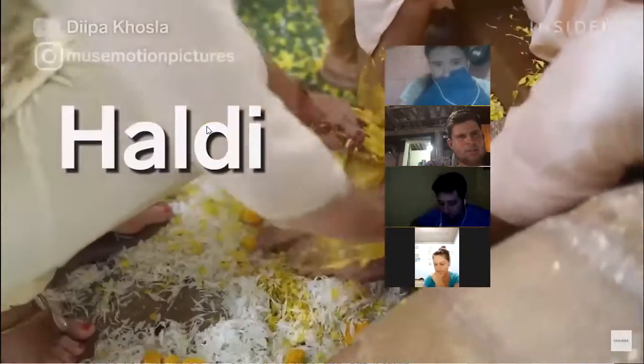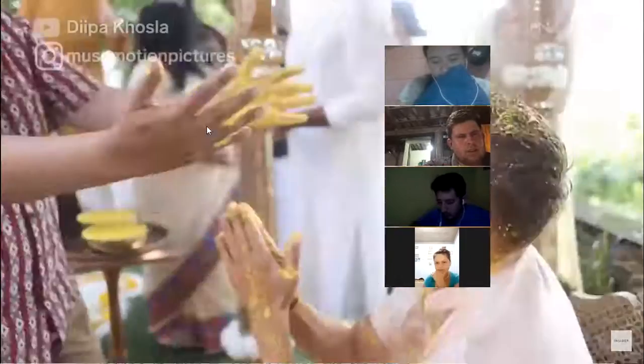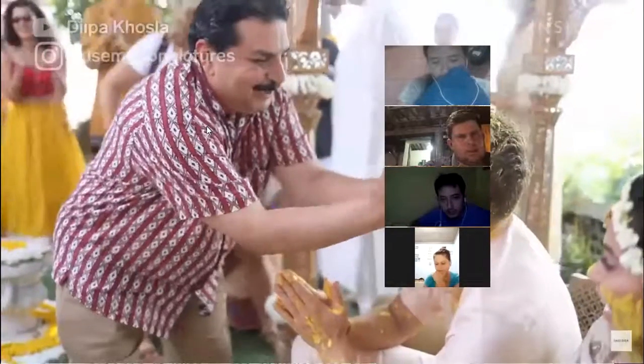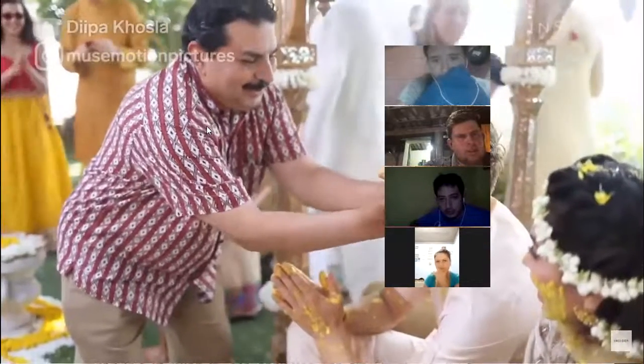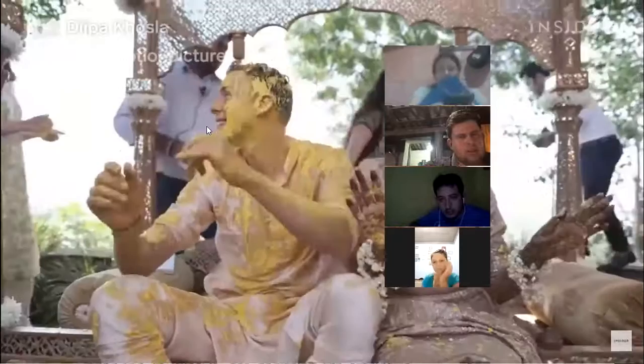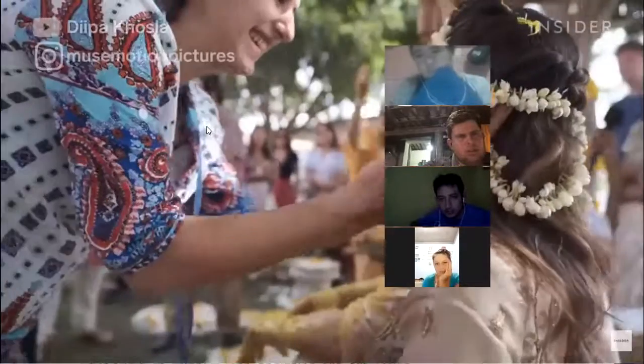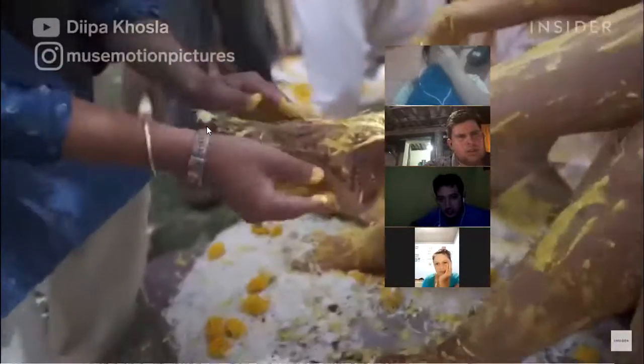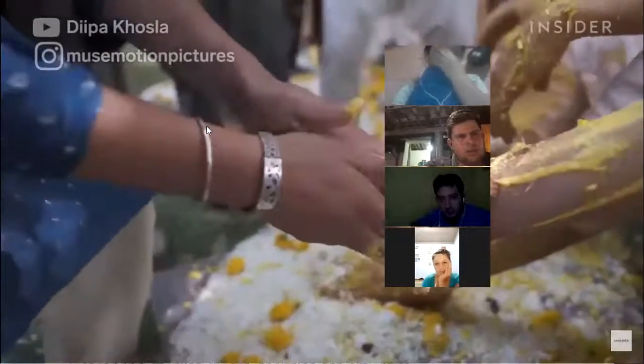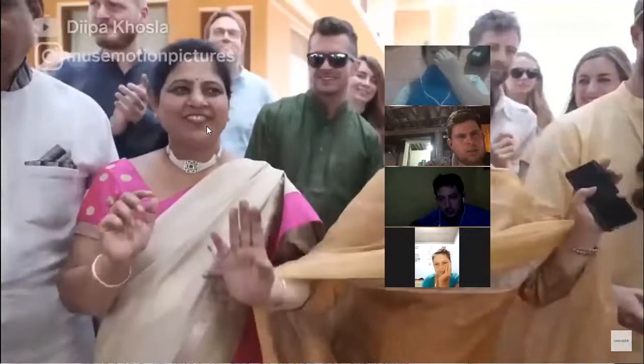In this pre-wedding ritual, turmeric paste is rubbed onto the couple's skin by friends and family. In India, turmeric can signify a lot of things, including purity, fertility, and good health. The paste also gives the couple a nice glow for their big day. The ceremony is usually accompanied by traditional song and dance and is supposed to ease nerves.